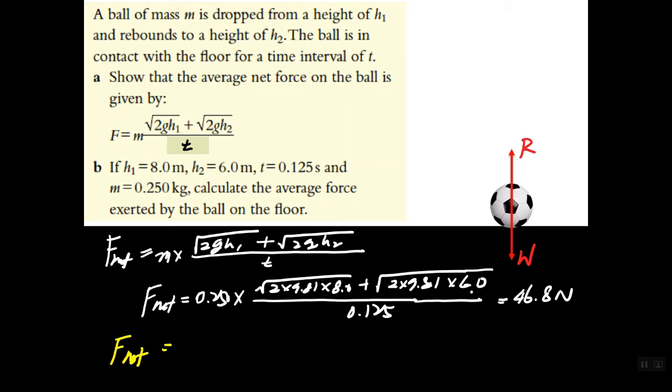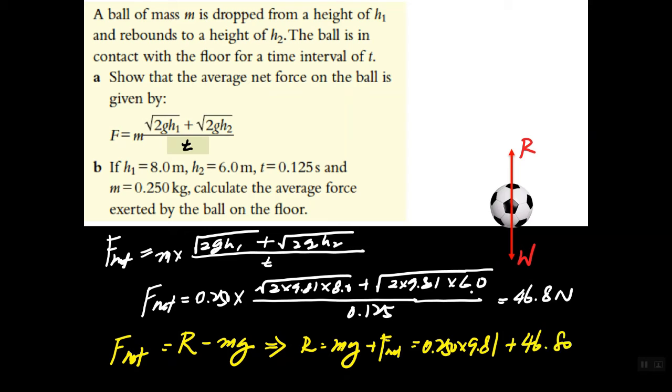And net force equals reaction force minus the gravitational force. The question is asking for the average force exerted by the ball on the floor, which is a reaction force. Reaction force equals mg plus net force. Mass is 0.25, acceleration due to gravity is 9.81, plus the net force 46.8. That gives us 49.2 Newton, or 49 Newton to two significant figures.